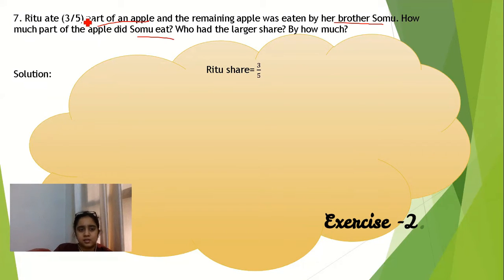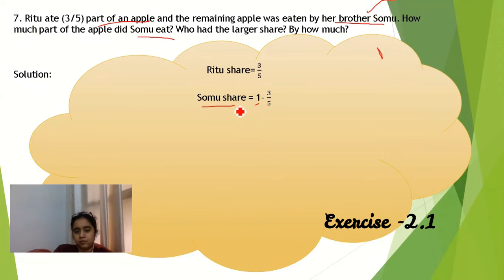Ritu's share is 3/5, and Somu's share would be the remaining apple, which was eaten by her brother Somu. So the total apple is 1. How will we find out Somu's share? We have to subtract 3/5 from 1. 1 is the total apple, and Ritu ate 3/5. So Somu ate 1 minus, that is total minus Ritu's share. Total is 1, minus Ritu's share, and we will find Somu's share.